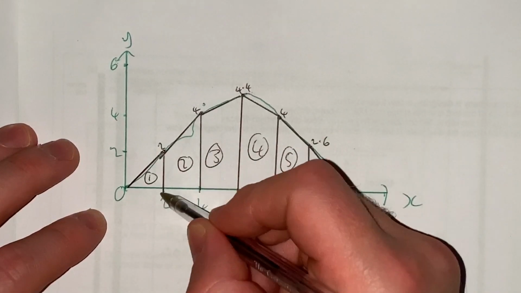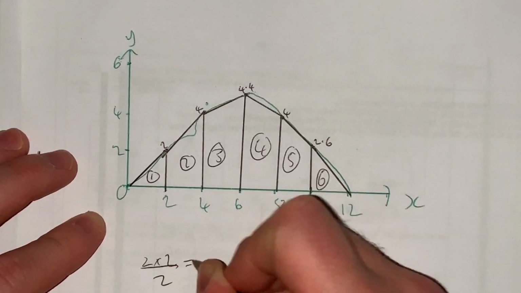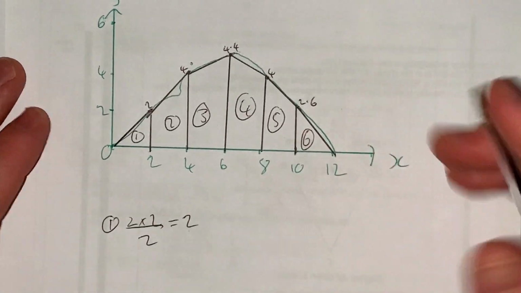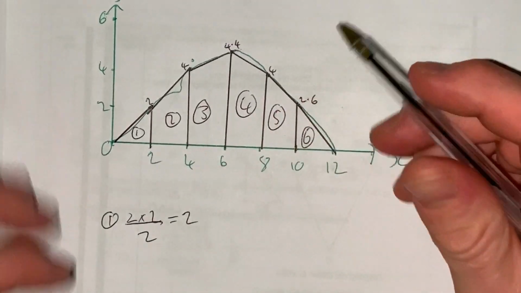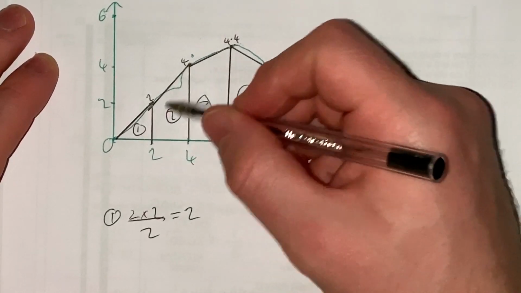The size of this triangle is 2 across, 2 up. So it's going to be 2 times 2, and then you halve it. So the area of shape 1 is going to be 2. Okay. Then all of these are trapeziums. So you can get, like I said, you can use trapezium rule, but I'm just going to use my understanding of how to find the area of trapezium.